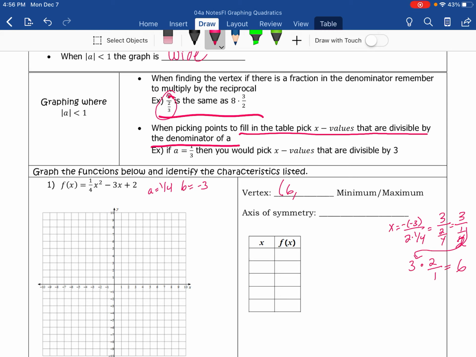Dividing is the same thing as multiplying by the reciprocal, and I have an example of that here. 8 over 2/3 is the same thing as 8 times 3/2. So that's the trickiest part of this. The rest of this, if you can remember that, you should be good.